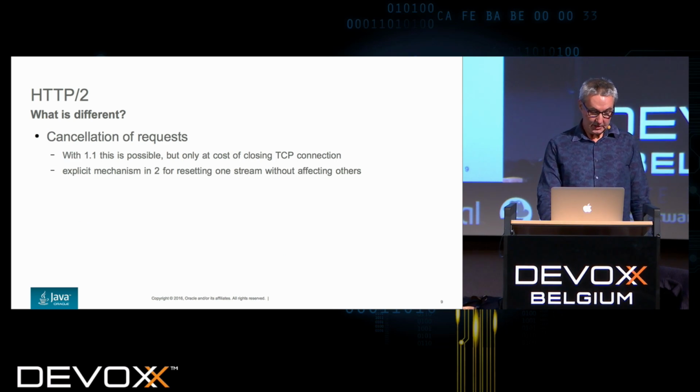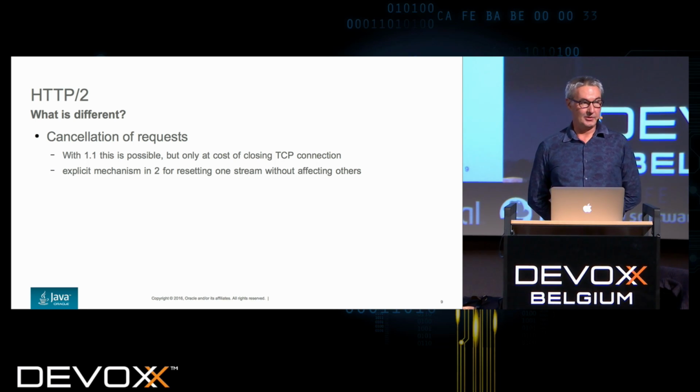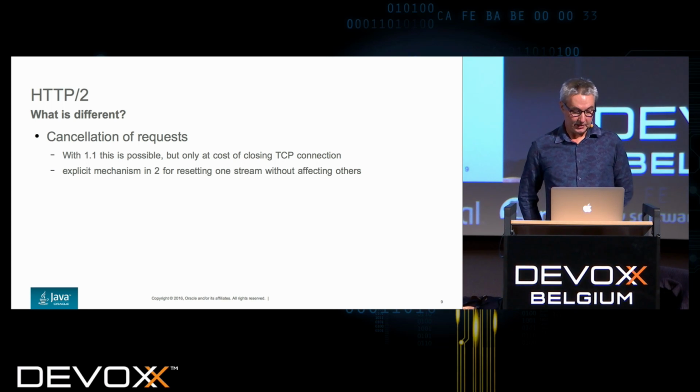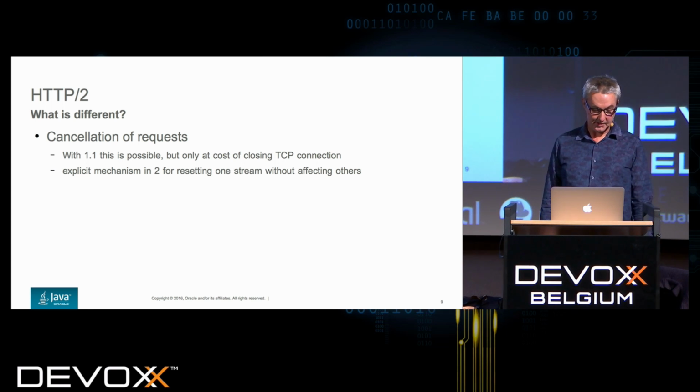So what else is different? Well, cancellation. It's possible to cancel requests efficiently. Now that was possible with 1.1, but only at the cost of closing the TCP connection, which obviously means you incur the overhead of reopening a TCP connection for following requests. But in HTTP2, there's an explicit mechanism for resetting one stream on a connection independently of the others.